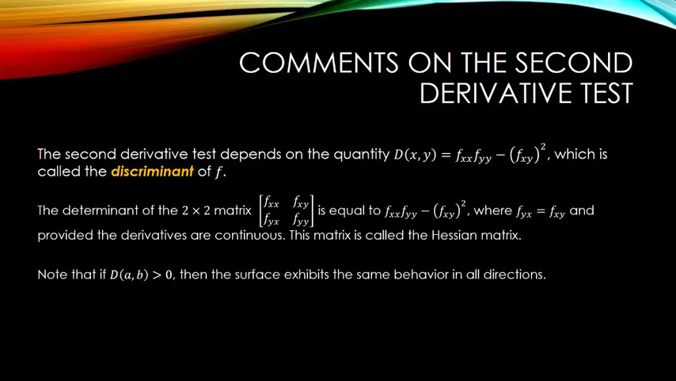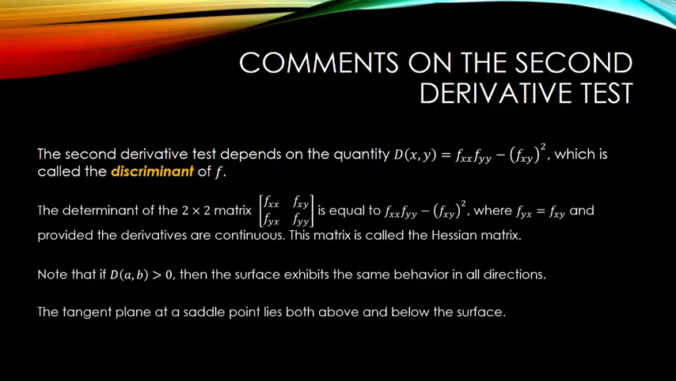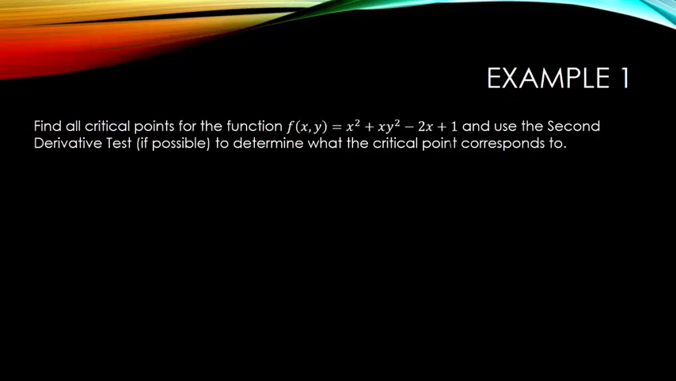Now you'll notice that if D(a, b) is greater than 0, the surface will exhibit the same behavior in all directions. And one other characteristic to point out is that the tangent plane at a saddle point will lie both above and below my surface. So let's work an example.